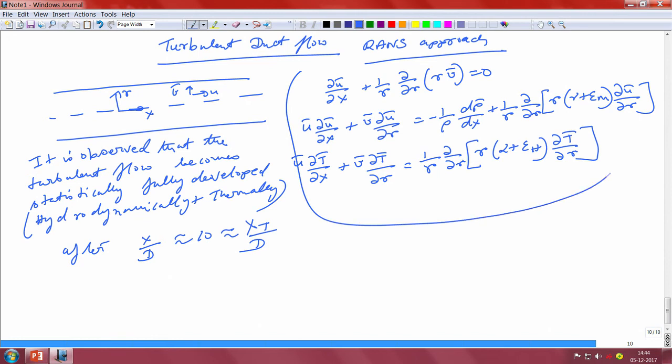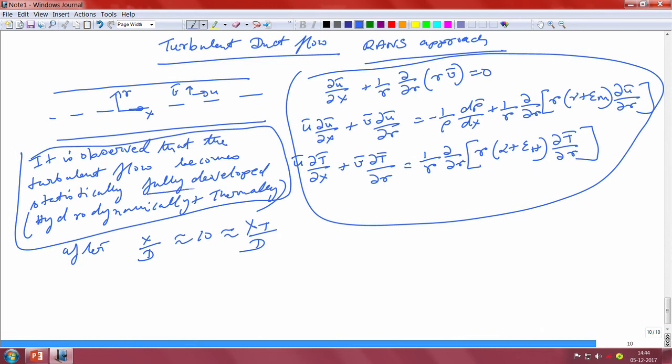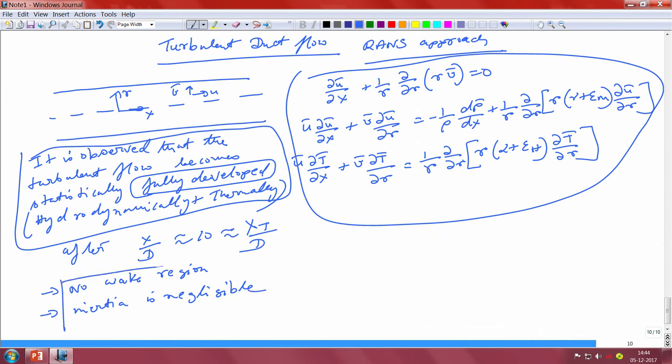So these are the basic equations. It is observed that it becomes statistically fully developed. It does not mean that all the fluctuations are gone. It is statistically fully developed, and on top of that, no wake region, and of course inertia is negligible. So this is r and x, this is u and v, u bar and v bar rather. And so this is the expression that we have.